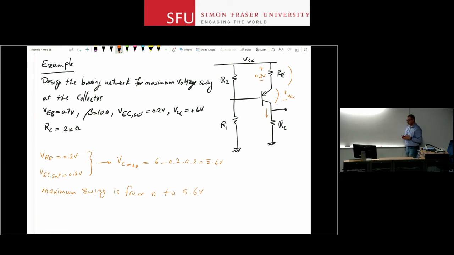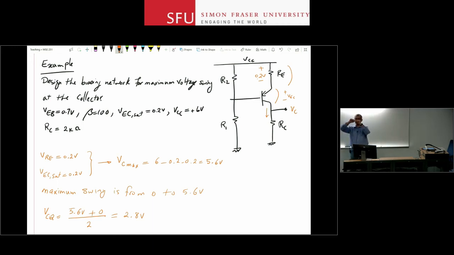Now the question is, if I know these are the maximum values, so I can vary the voltage at the collector from 0 all the way to 5.6 volts, where do I bias my transistor? Where do I keep the transistor normally if I want to take advantage of all that range? Well, the answer is that you want to put the device in the middle of that range. So the bias point is going to be the middle of your minimum and maximum values. Maximum is 5.6 volts, minimum is 0 volts, you put it in the middle, so that's 2.8 volts, right? So VC at the bias point without any small signal coming in, you want to put it at 2.8 volts.